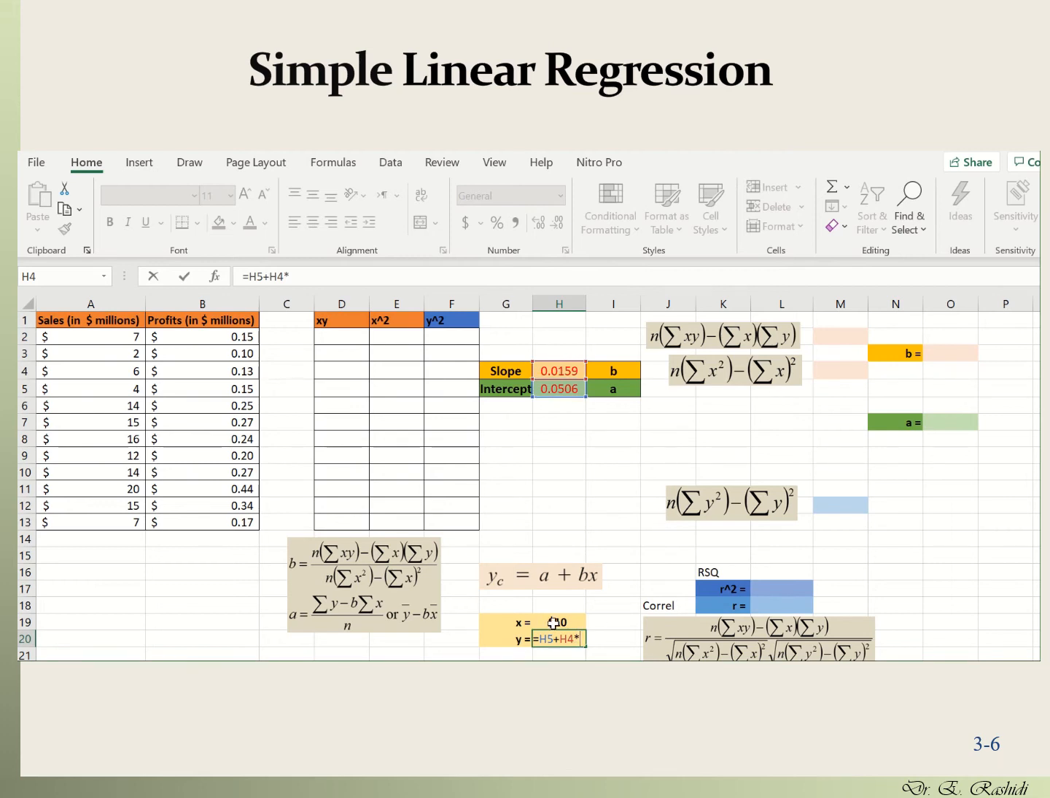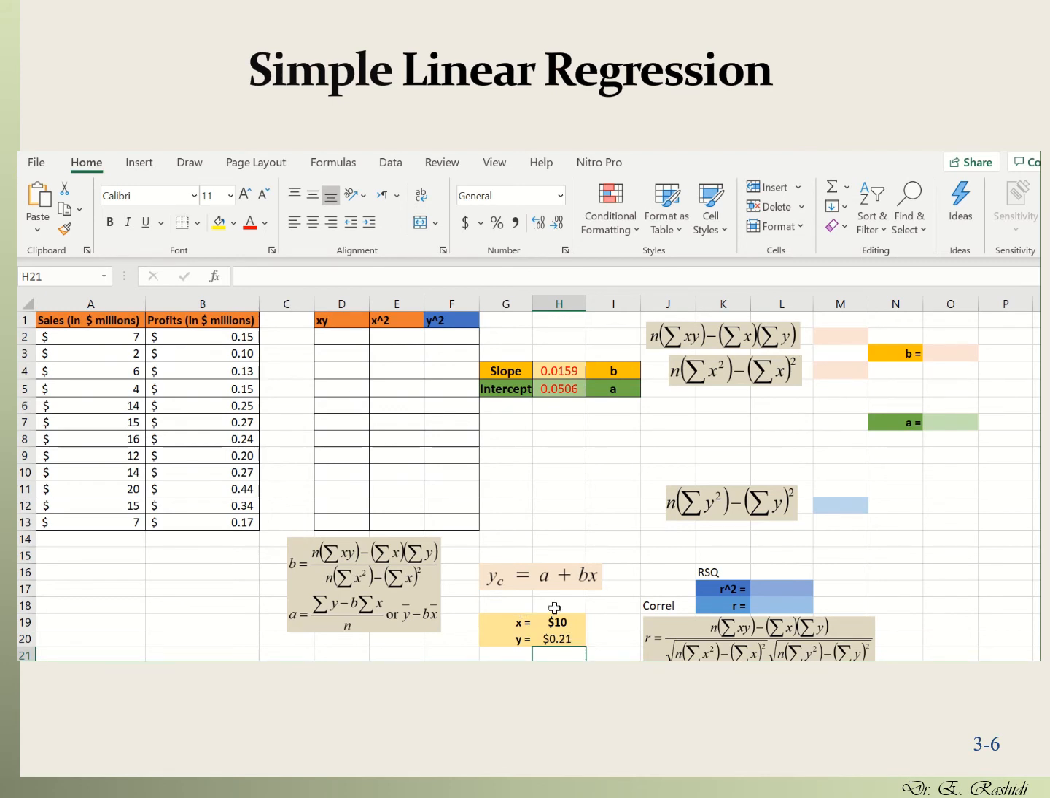X is $10 million. Do not put $10 million, because all the data that you have here is in millions. They do not have the zeros, they are in millions. So it says that y, the dependent variable profit, our prediction for profit is 0.21. It's about $210,000 if you have $10 million in sales.